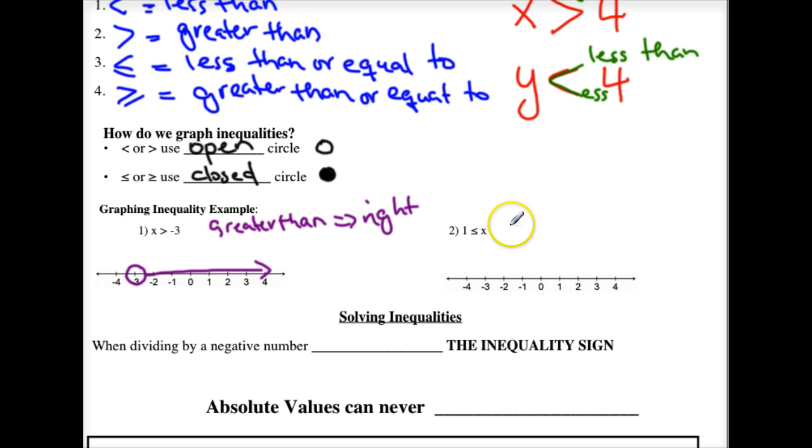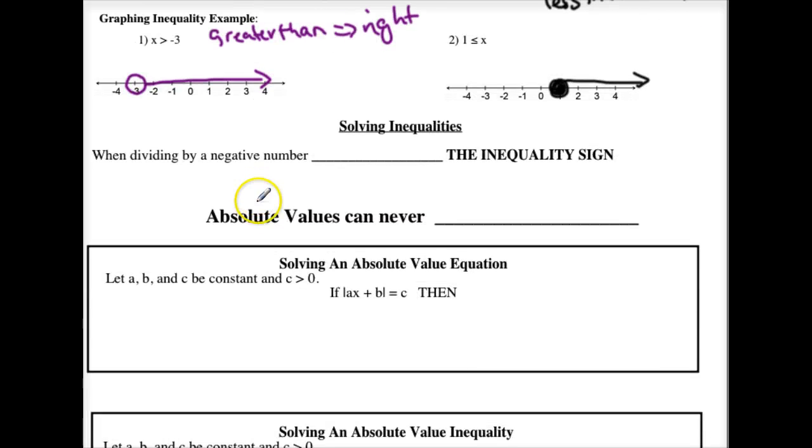Here I have, and I always read from the variable, x is greater than or equal to 1. Greater than or equal to is going to be a closed circle at 1, and it's greater than, again, it goes to the right. If you had something like less than, then your arrow will be going to the left. Now, some points to remember. When you're solving inequalities, when you're dividing by a negative number, we have to flip the inequality sign. So if it was a less than, it will now become a greater than.